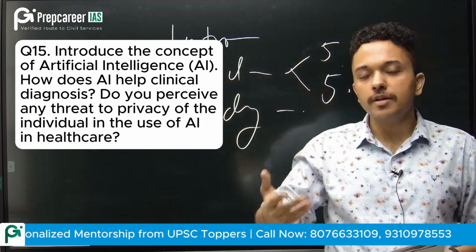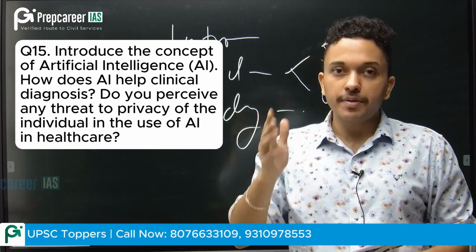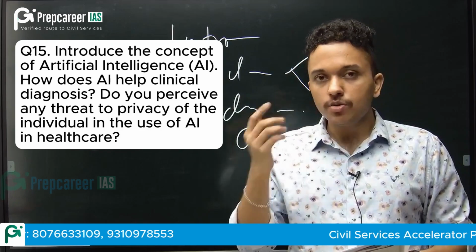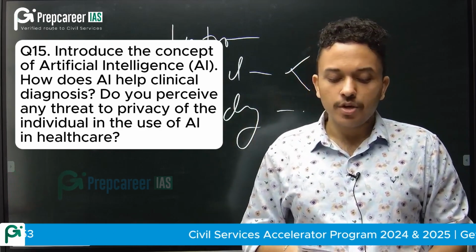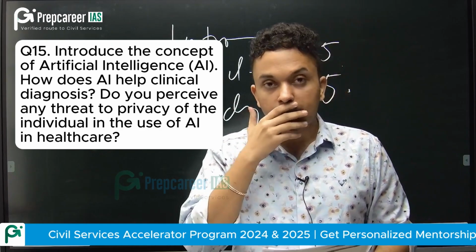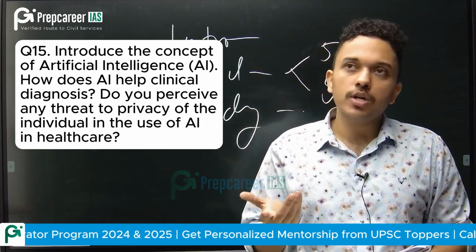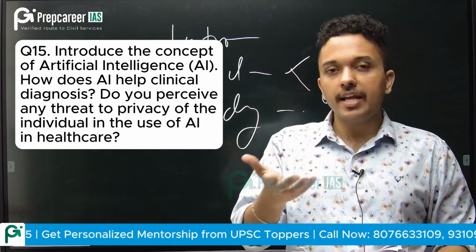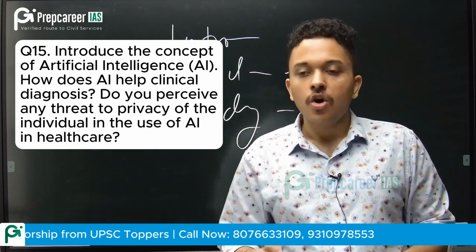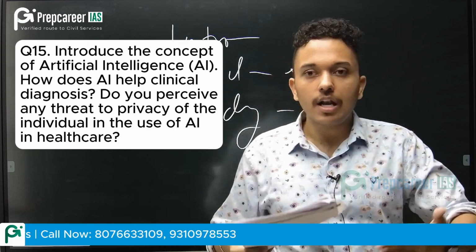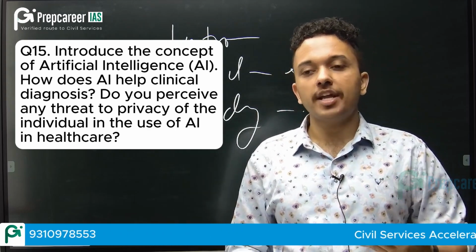It's a 15 marker, 3 parts. The three parts are separately asked in the question, so we just need to directly address them. In the introduction, you can talk about what artificial intelligence is, or you can talk about any recent event wherein AI was used in healthcare, or why there is a large scale push into AI, emphasis on AI.